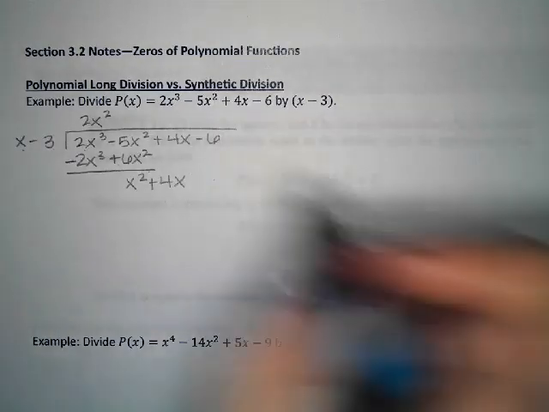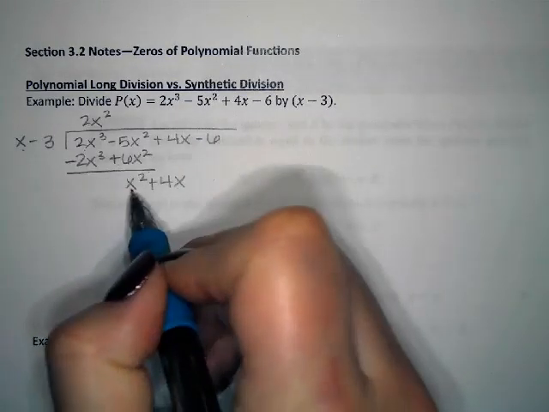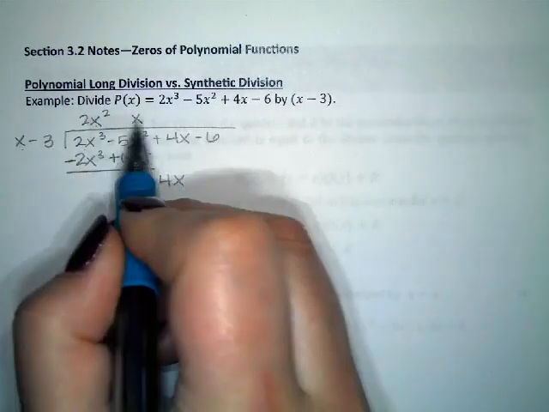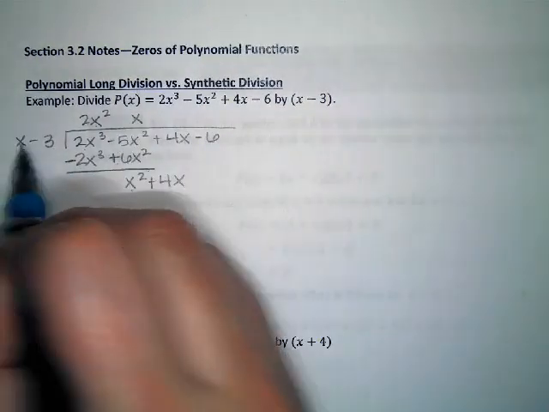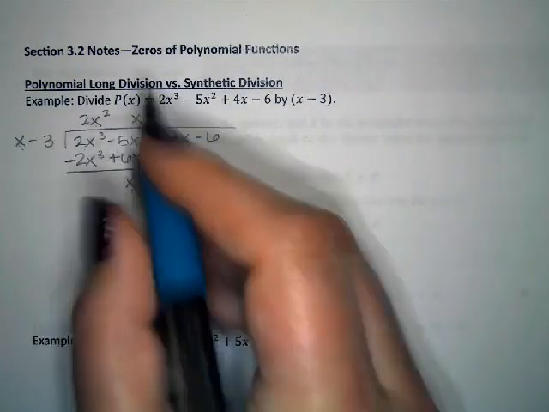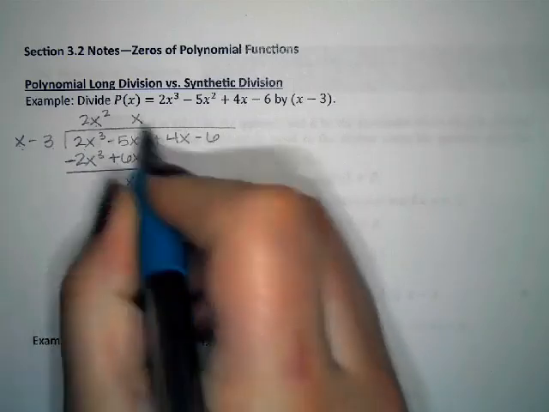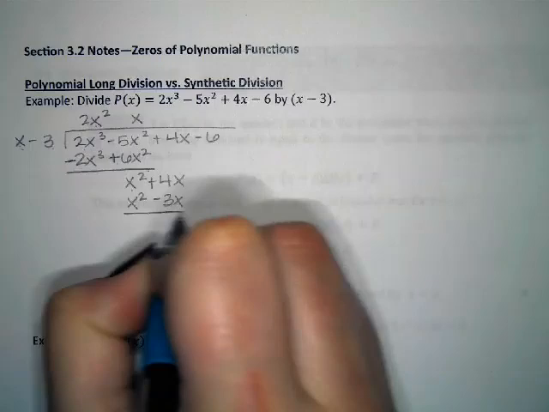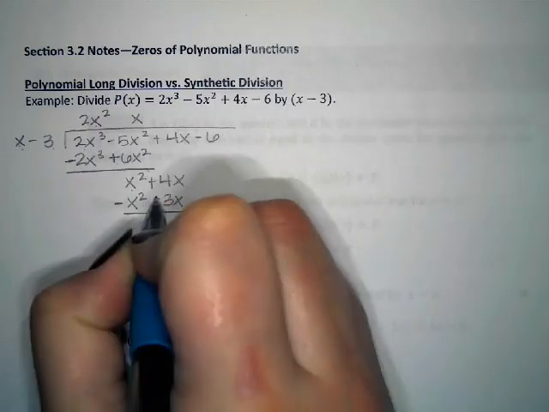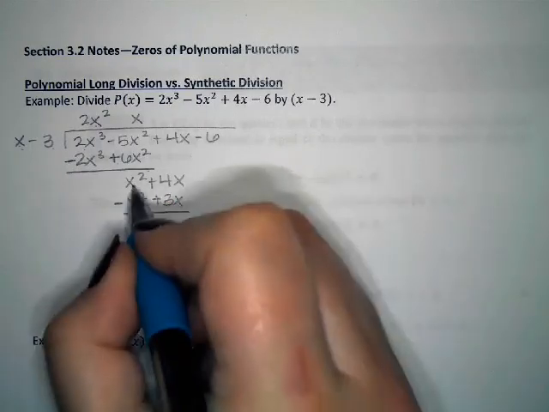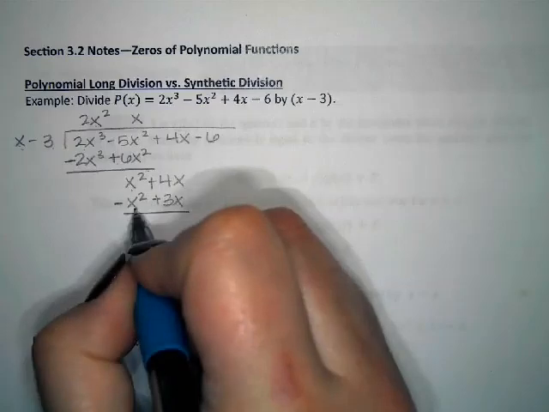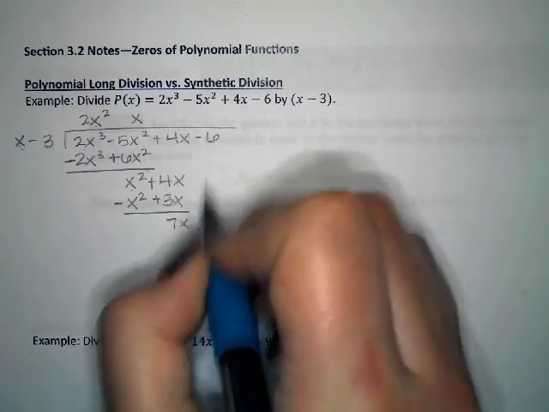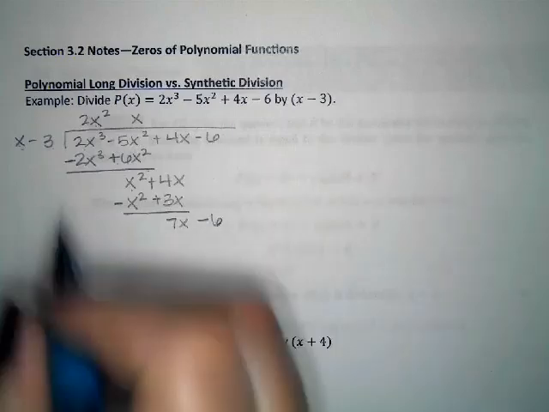That's the whole process. So we say x times what is x squared, and it's just an x. And then we take whatever we got up here and we distribute it to both terms. X times x is x squared. X times negative 3 is negative 3x. I draw the line. I change both signs because I'm subtracting. These should always cancel out to be 0. And then 4 and 3 makes 7. I drop down the next term.